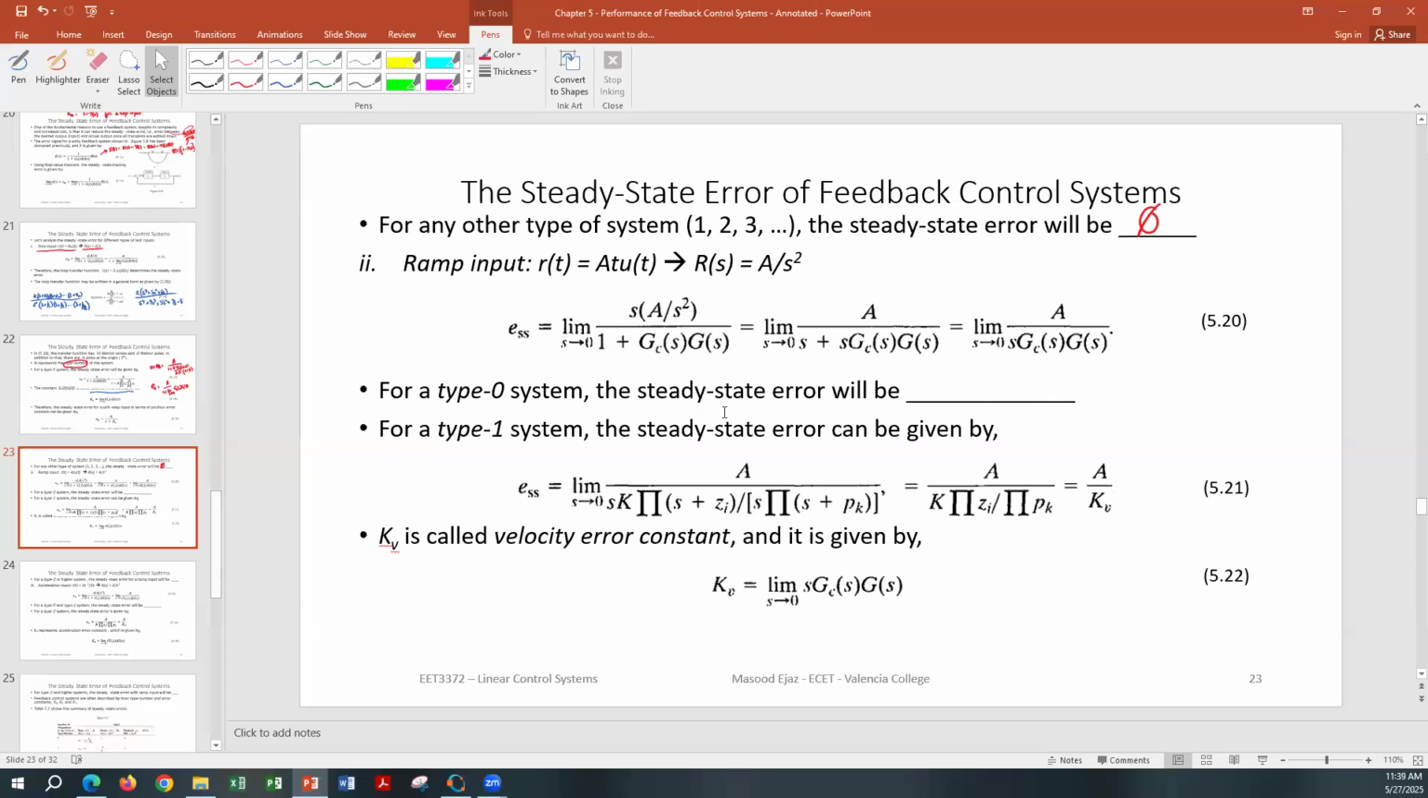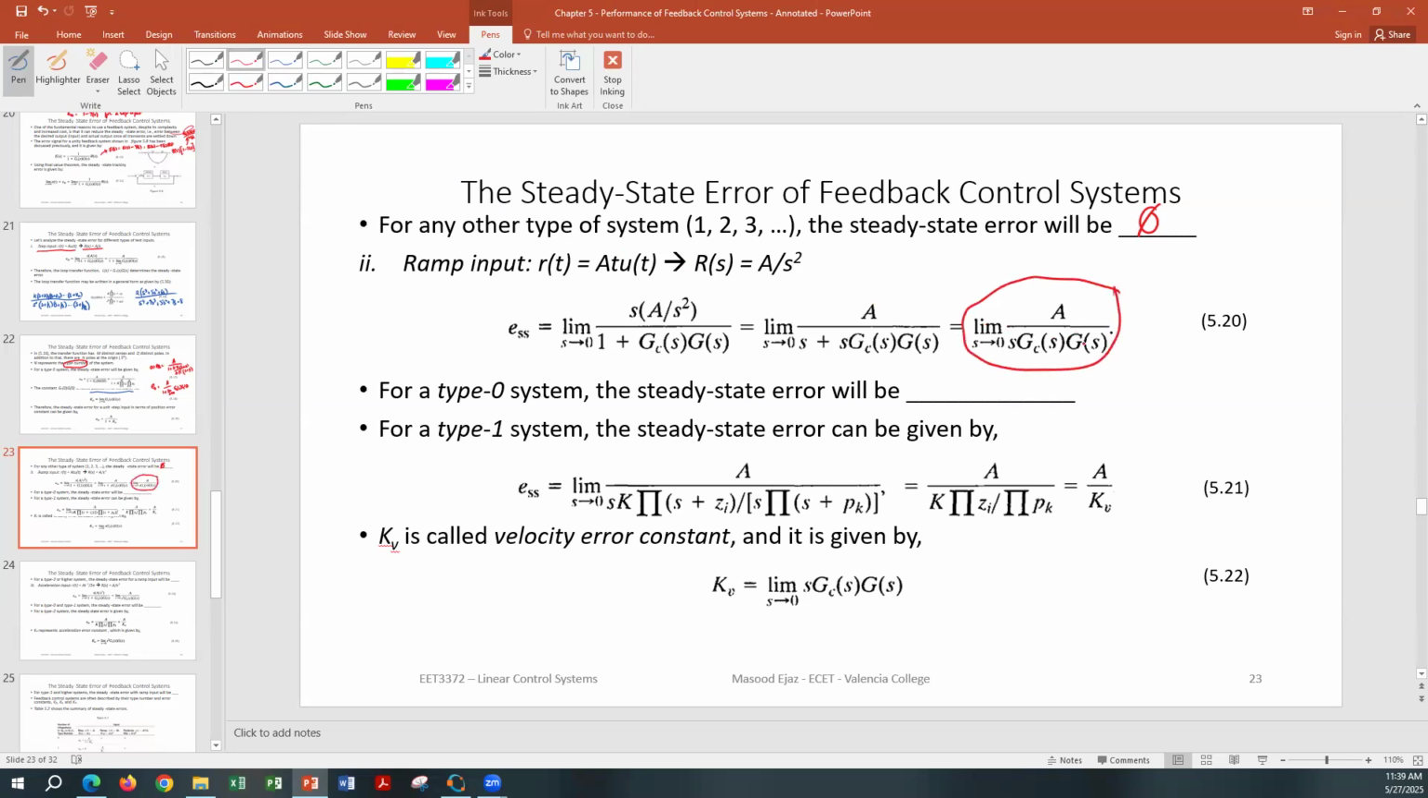What about for a ramp input? Ramp input is given by A times t u(t), R(s) is equal to A over s squared. So the steady state error is limit s tends to 0 of s times A over s squared over 1 plus G_c(s)G(s). One s power is going to be cancelled by the other, and you're going to be left with A over s plus s G_c(s)G(s). If you put s equal to 0, this s is going to become 0, and you're only left with A over s G_c(s)G(s) for the ramp input. This is your steady state error expression.